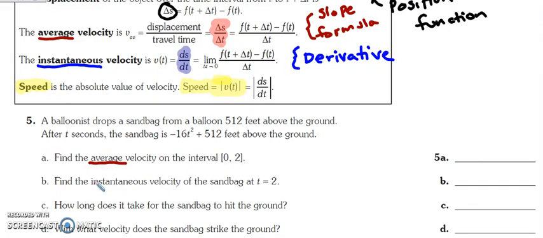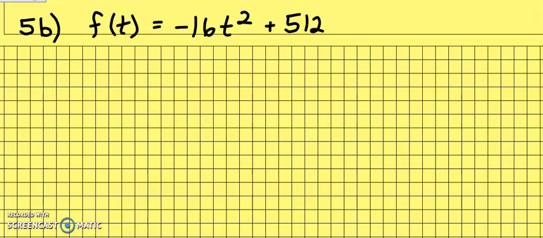Now part B wants the instantaneous velocity at t equals 2. So if you're thinking the derivative at t equals 2, you are thinking along the correct lines. So again, let's use f of t equals negative 16t squared plus 512. And again, you can use your basic derivative rules to easily calculate the derivative. And you should get negative 32t.